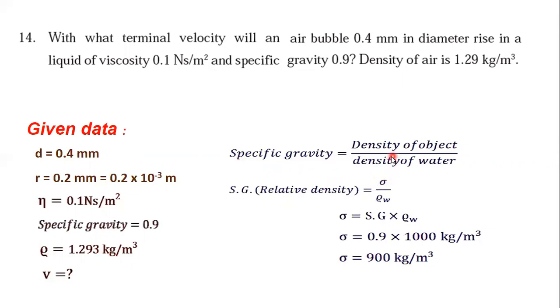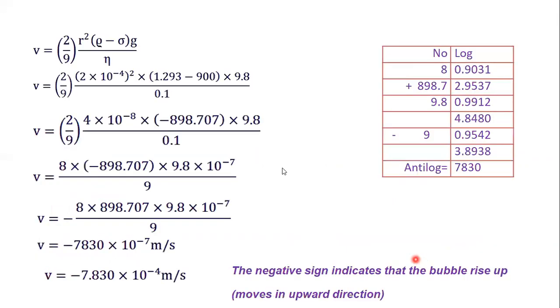Specific gravity has the formula density of object divided by density of water. So we substitute here and we can find out the density of object. So density of object is equal to specific gravity into density of water. Specific gravity is 0.9 and density of water is 1000 in SI. So we get density of object as 900 kg per meter cube.